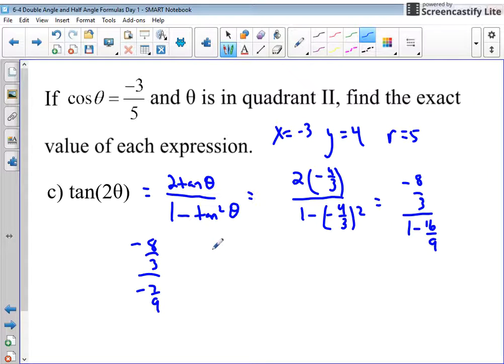Now, there are a couple ways I could do this. I personally think the easiest thing to do is if this number right there and this number right there were the same, then you could cancel those out. I'm going to change that 3 to a 9 by multiplying it by 3, which means I multiply the 8 by 3 to get 24. Now these 9s cancel out, so I get -24 over -7, which is 24 over 7. Just like math is cool, 24/7.